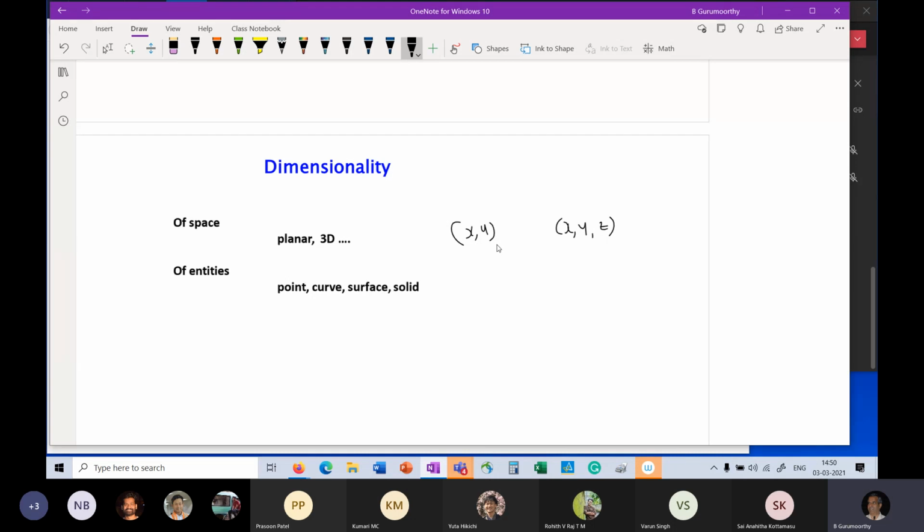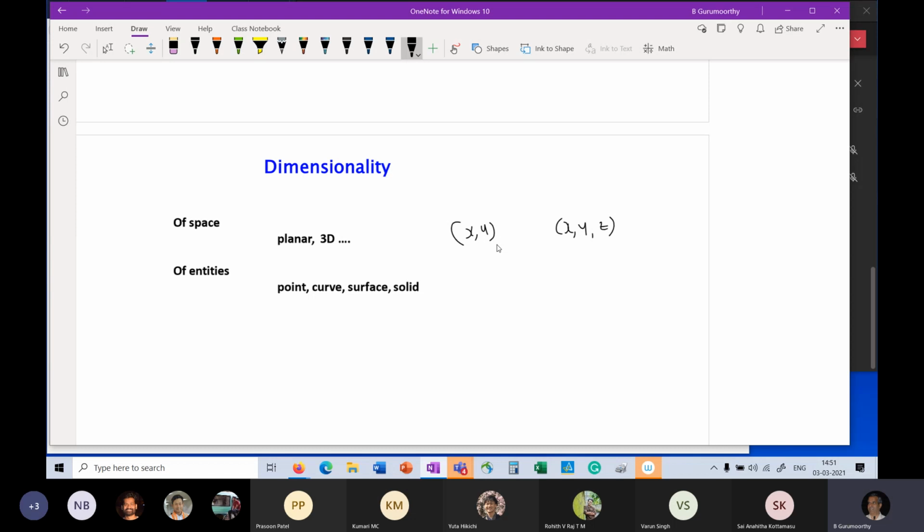So I can capture it with just 2 coordinates, x and y, or r and theta, as somebody had suggested in the previous discussion. And if my space is 3 dimensional, then my point can only be represented by 3 coordinates, x, y, and z. Of course, you can also have r, theta, and phi, spherical, but we will stay with the Cartesian, so x, y, and z. So that's the dimensionality of the space.